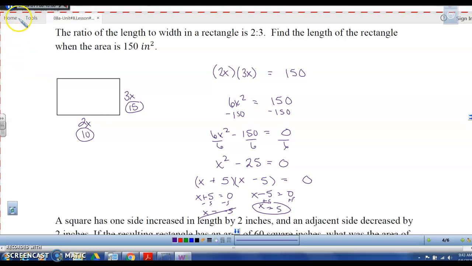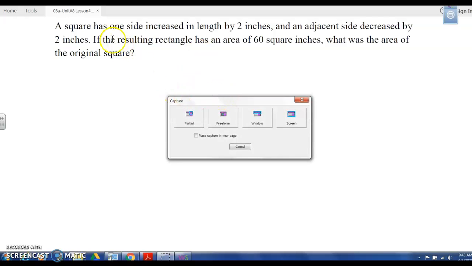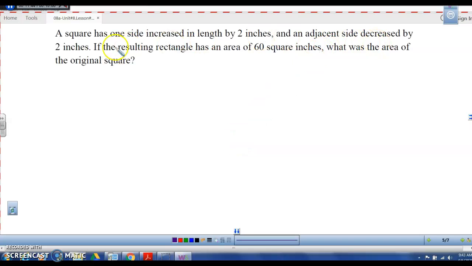Okay, let's do one more, and then we'll be done. This one's a little more complicated, but we can do it, no problem. A square has one side increased in length by 2 inches and an adjacent side decreased by 2 inches. If the resulting rectangle has an area of 60 square inches, what was the area of the original square?